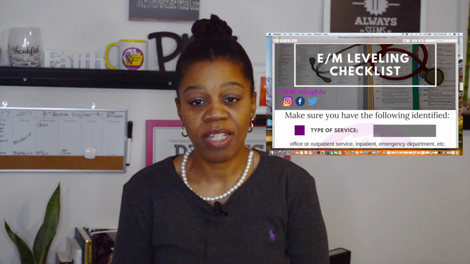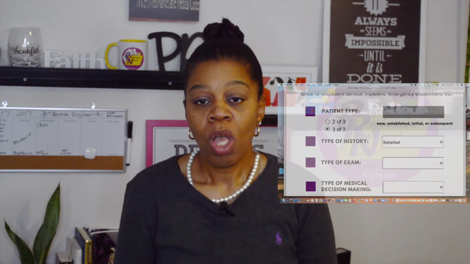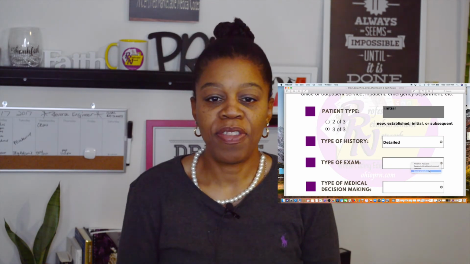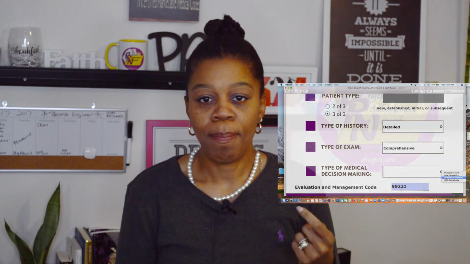We can use our Evaluation and Management Leveling Checklist to put all the information we know in one place. We have narrowed down our choices to C 99221 and D 99222. We know our history is detailed, the exam is comprehensive, and the medical decision making is moderate. The patient type requires 3 of the 3 key components. This is a big help. When 3 of 3 key components are required, the lowest component determines your overall code.